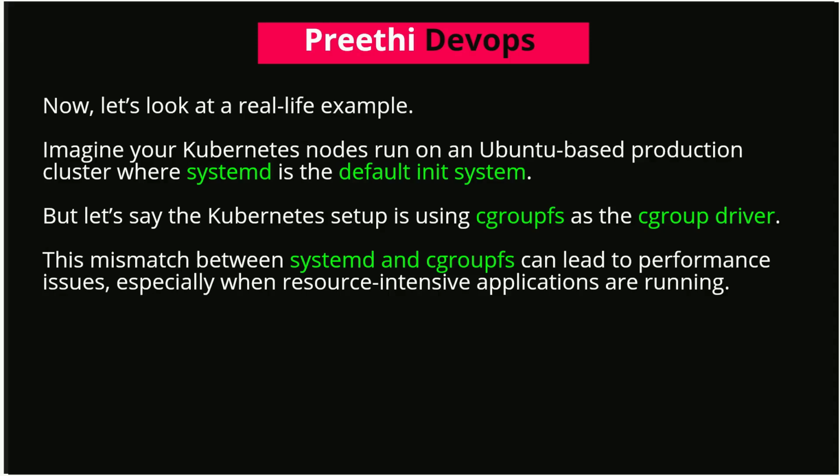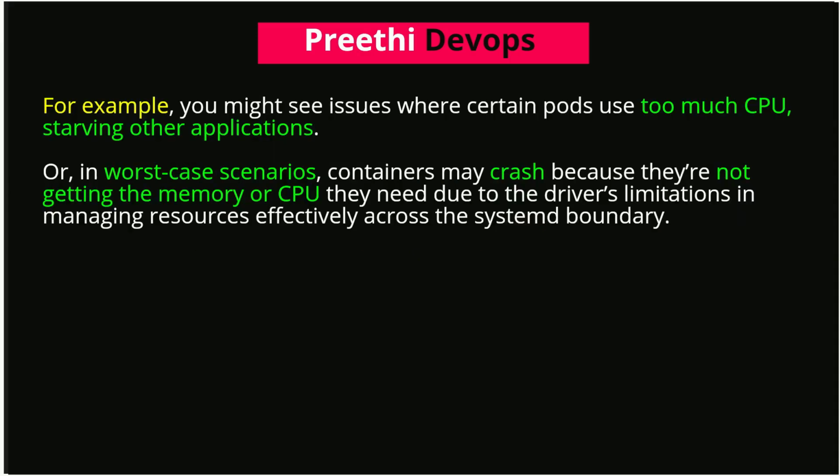Now, let's look at a real-life example. Imagine your Kubernetes nodes run on an Ubuntu-based production cluster where systemd is the default init system. But let's say the Kubernetes setup is using Cgroupfs as the Cgroup driver. This mismatch between systemd and Cgroupfs can lead to performance issues, especially when resource-intensive applications are running.